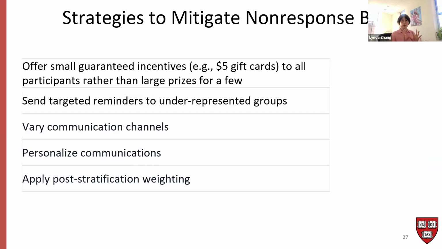So here are some strategies to mitigate non-response bias. The first is the same, which is to offer small incentives. This will definitely increase the response rate. You can also send reminder emails to the underrepresented groups, and you can vary different channels and personalize your communication.